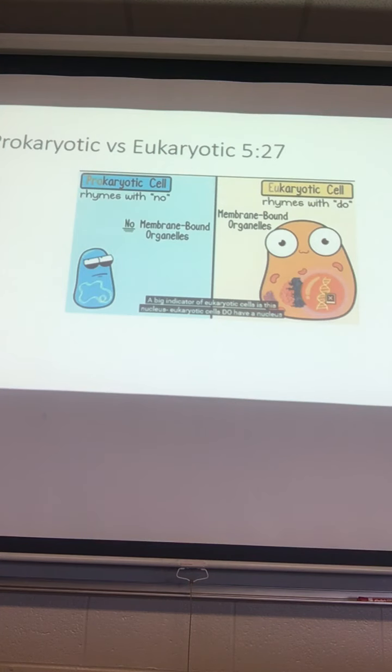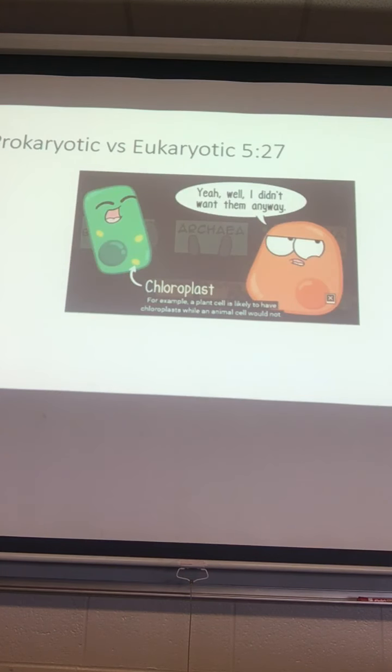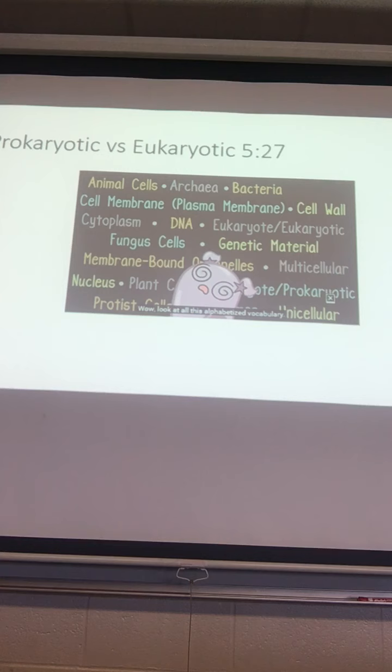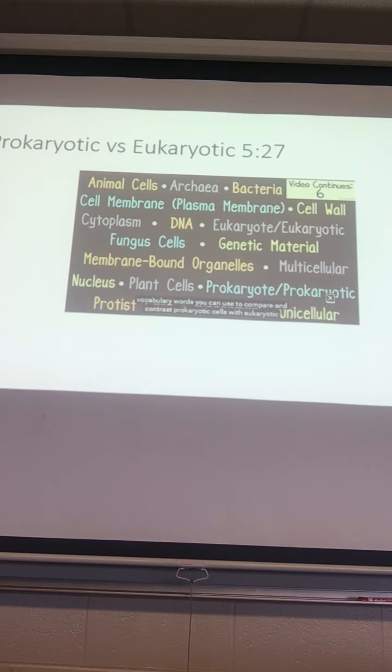A big indicator of eukaryotic cells is this nucleus. Eukaryotic cells do have a nucleus to contain their DNA. Depending on what type of eukaryotic cell it is, it could have different types of membrane-bound organelles. For example, a plant cell is likely to have chloroplasts, while an animal cell would not. Wow, look at all this alphabetized vocabulary. If you want to practice your skills, pause the video and see how many of these vocabulary words you can use to compare and contrast prokaryotic cells with eukaryotic cells.